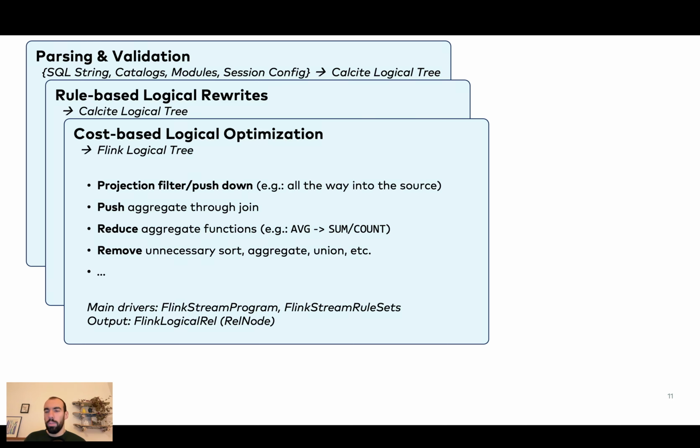As you can see, all these are not very Flink specific optimizations. They are common database operations that you would expect in a logical optimization phase. Again, all these rules are defined by the Flink stream program and Flink stream rule sets. But now we are done with the logical rewrites and optimization. So the output is still a rel node, but a more specific rel node, because now we are entering the Flink logical rel node tree. So the next phases are more Flink specific and less generic relational algebra specific.